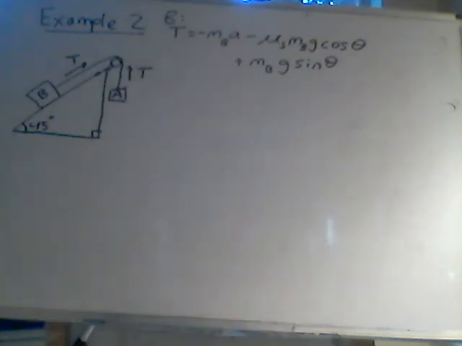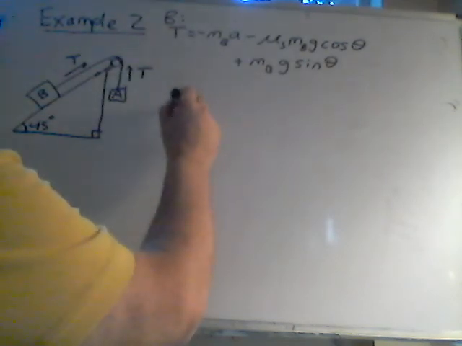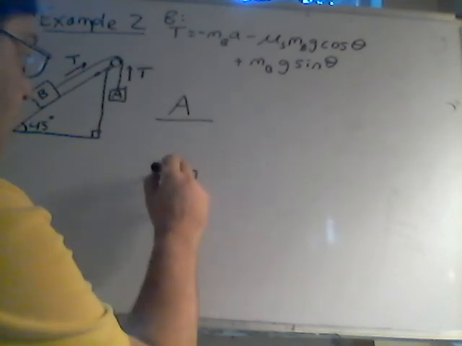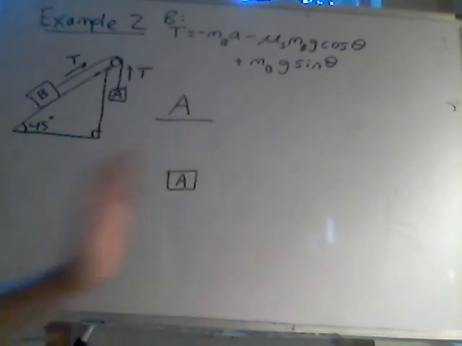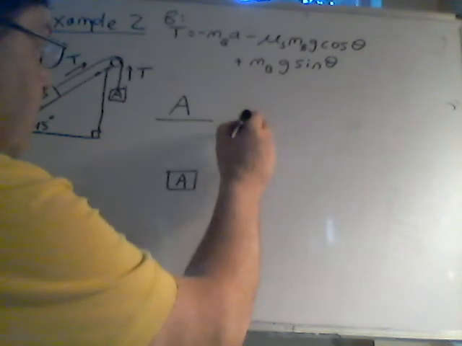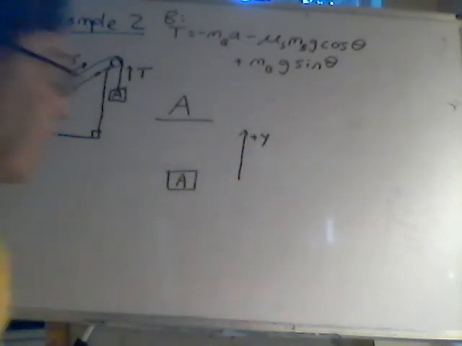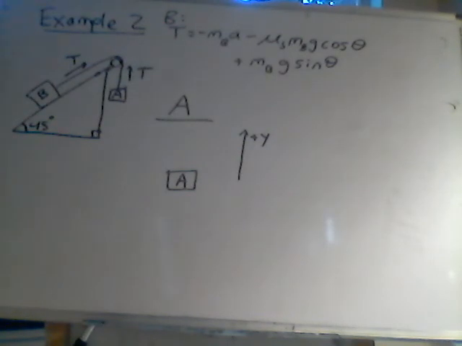Block A is the hanging mass, and it's going to have a separate free body diagram. So I'm going to look at A now. So what's A look like? Well, it's just going to be a hanging mass. There's not going to be any X component. The only direction is possibly going to be a Y. So again, in this particular situation, I'm going to say that Y is positive. The only direction block A possibly has is in the Y direction.